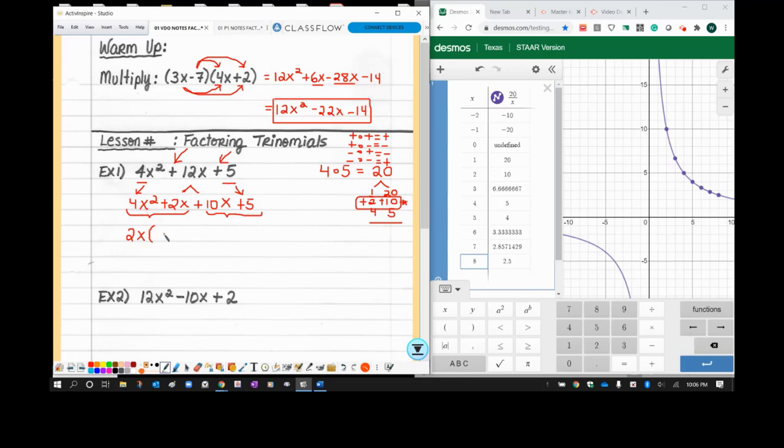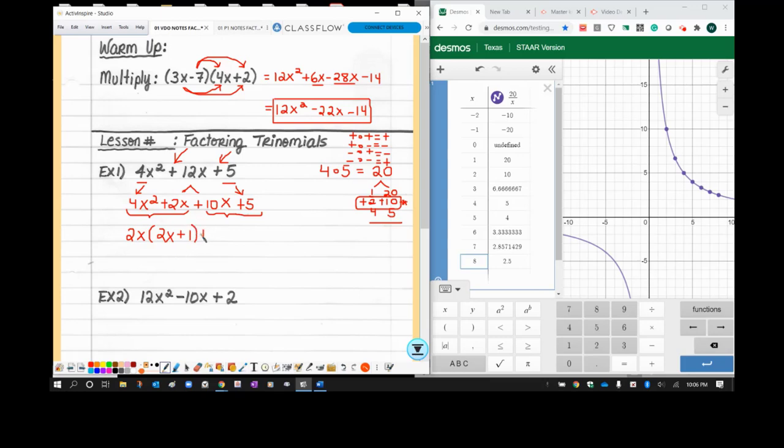So 4 divided by 2 is 2. I had 2 x's, 1 is taken out, 1 remains. 2 divided by 2 is 1. I had 1 x, I take away 1 x, so 0 is left.